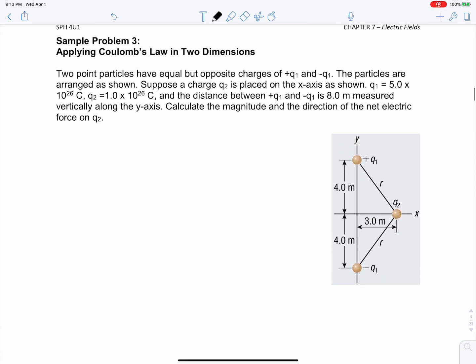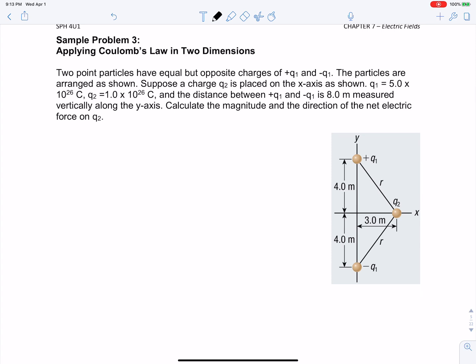Okay, let's try a similar example, this time in 2 dimensions. So we have Q2, which is in between Q1 and negative Q1. So Q1 is positive and negative Q1 is negative. Notice the symmetry in this diagram, and that symmetry is going to allow us to simplify this equation a little bit.